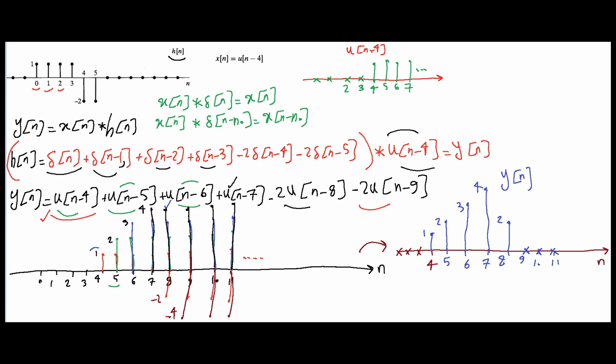This example demonstrates how to determine the output of a discrete time LTI system using the convolution operation and the properties of shifted unit impulses.